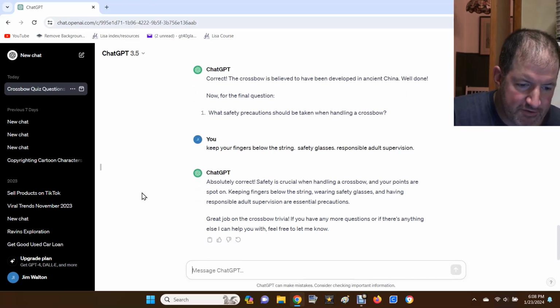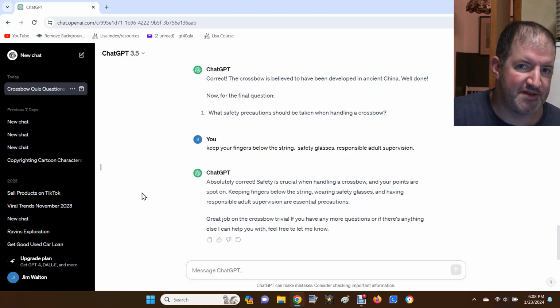Absolutely correct. Safety is crucial when handling a crossbow, and your points are spot on. Keeping fingers below the string, wearing safety glasses, and having responsible adult supervision are essential precautions. That's a pretty well written sentence by our ChatGPT AI. Great job in the crossbow trivia.